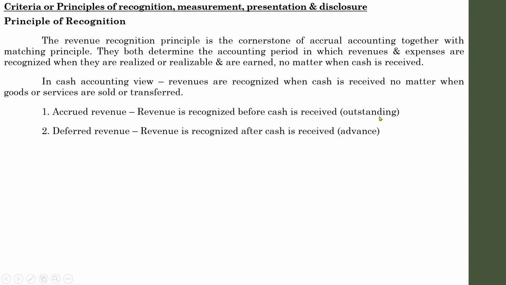You might know the term outstanding, because it is an amount we are owed. We have to receive it, but we haven't received it yet. That is known as outstanding. In accounting terms, we can use accrued revenue. The next type of revenue is deferred revenue. That is, revenue is recognized after cash is received. That means we have received an amount as payment for a sale or an exchange of goods that is going to happen.